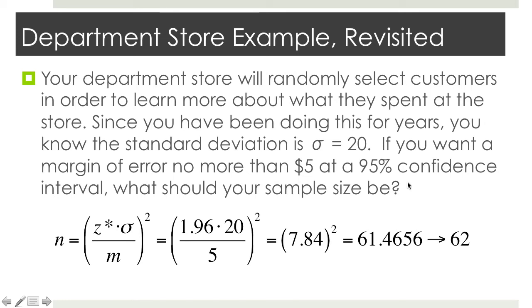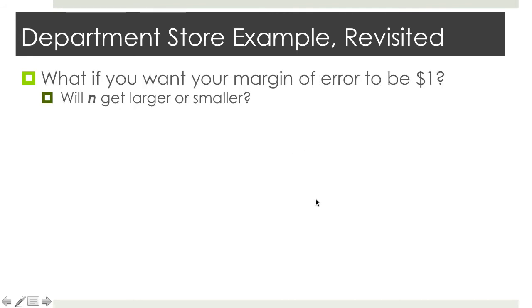Now, what if you went to your manager and said, well, $5 is too much of an error. I really want it to be much tighter than that. And your manager said, let's go for a margin of error of no more than $1.